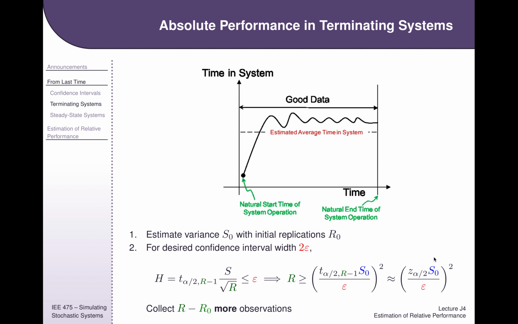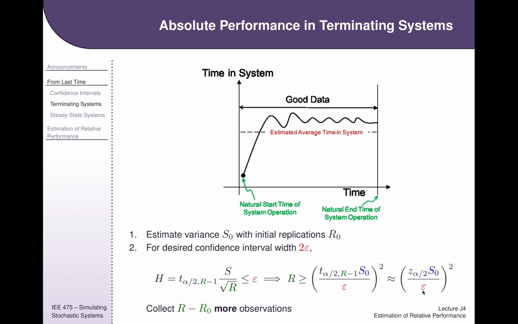Even if you didn't get all of that derivation, just know that there is a formula, and it looks like this one, that represents the number of replications you need in order to achieve a half width of epsilon, given an estimated standard deviation of S naught. That's the formula you need right there. If you've taken R naught observations in order to estimate S naught, then you just need to take R minus R naught more observations in order to hopefully bring your confidence interval down underneath epsilon.